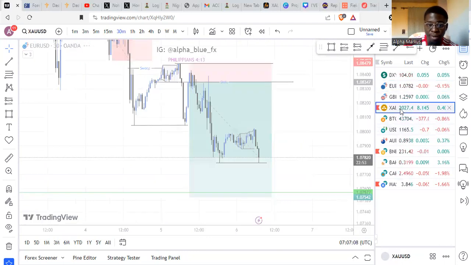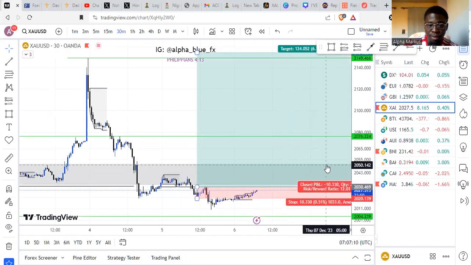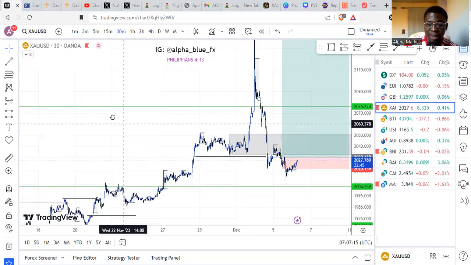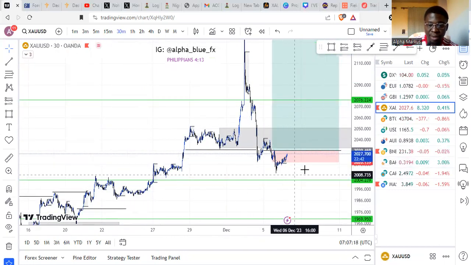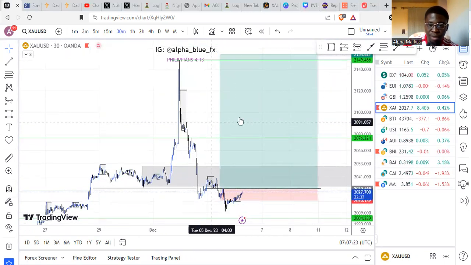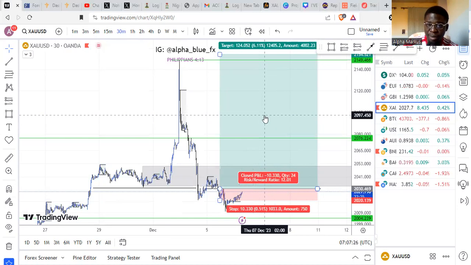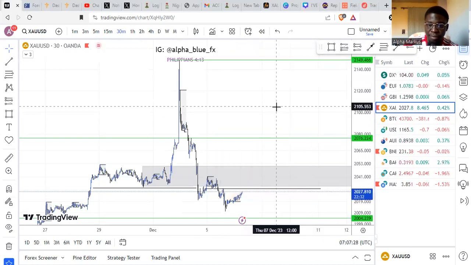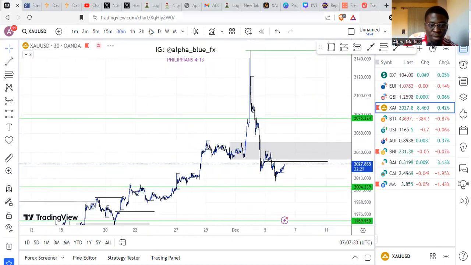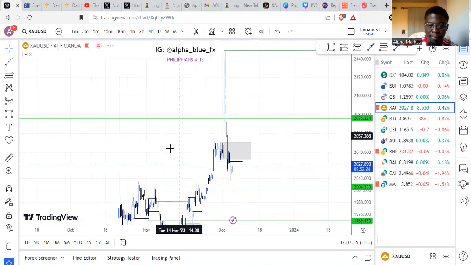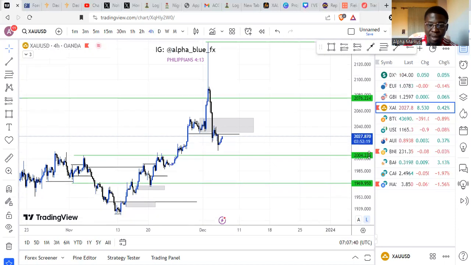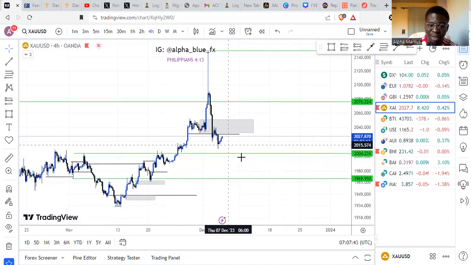Let me look at gold. So gold has also been selling, but I think the way gold is, I didn't take this position. I just put it up there to make me remember that I'm trying to buy gold, but I didn't place this trade. So this is gold. Let's go to the 4 hour. Honestly, I will not be buying gold yet. I'll just wait and see what it does.